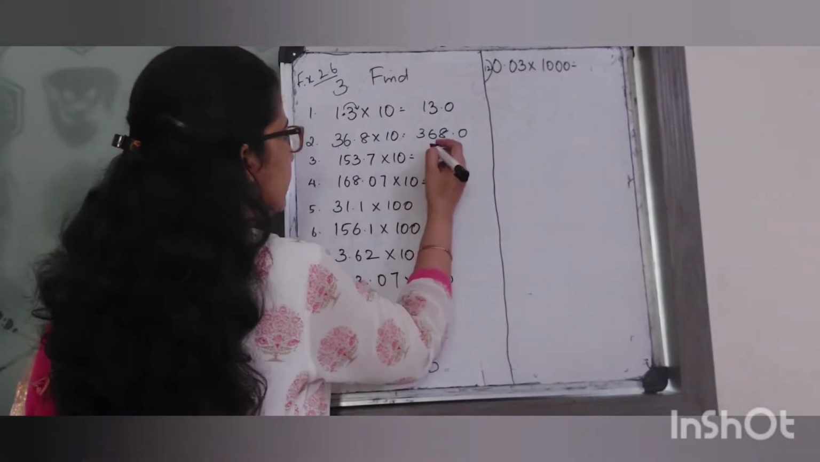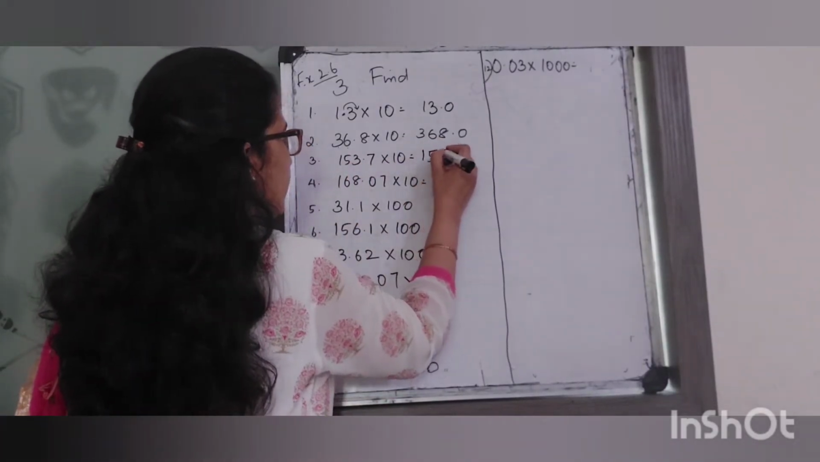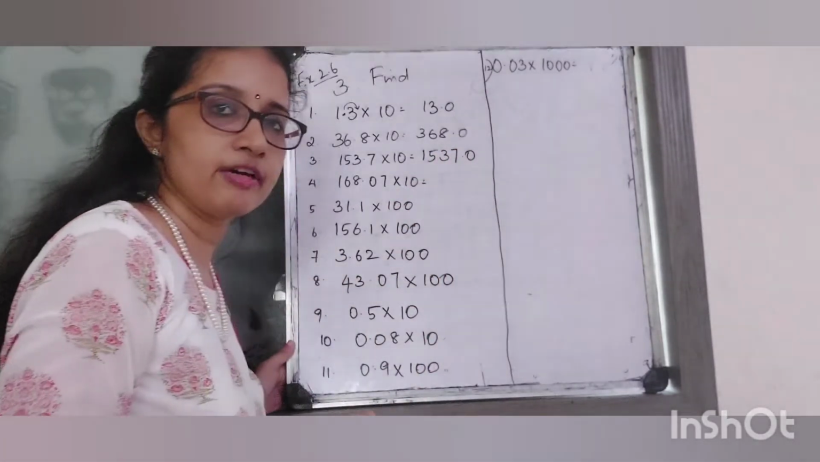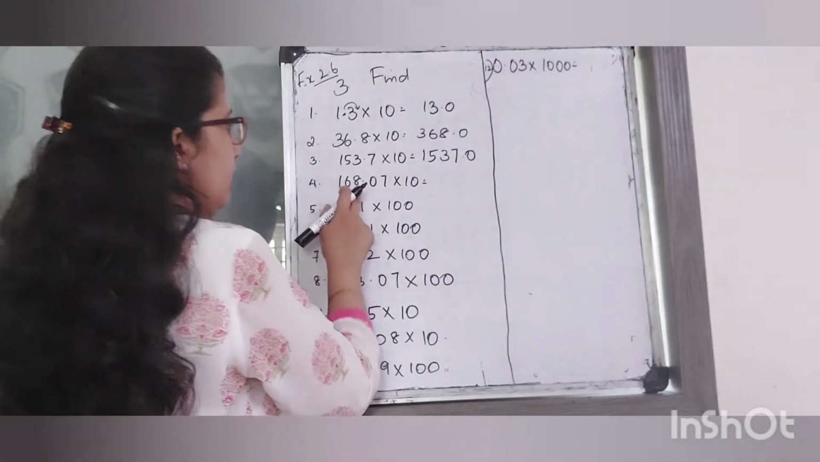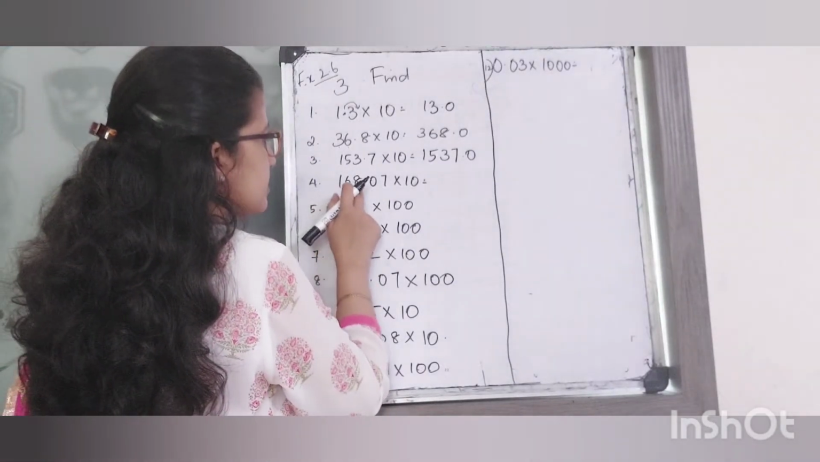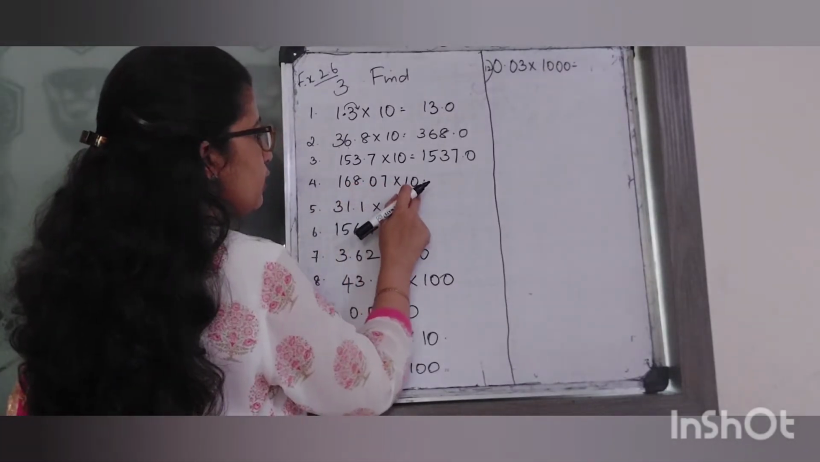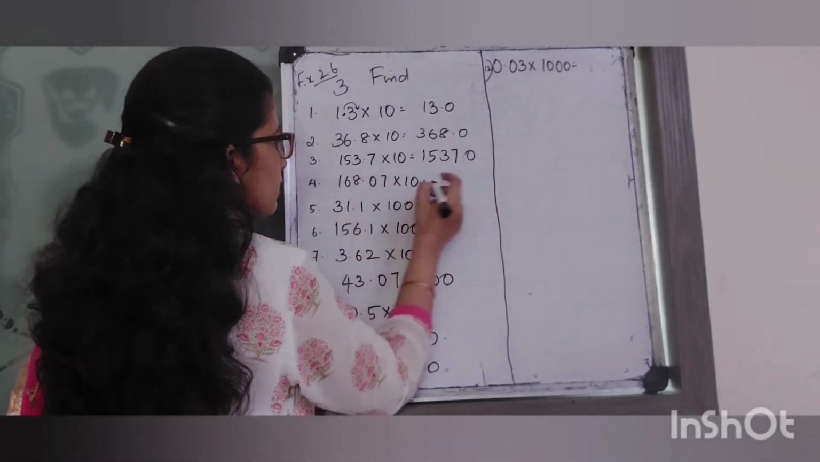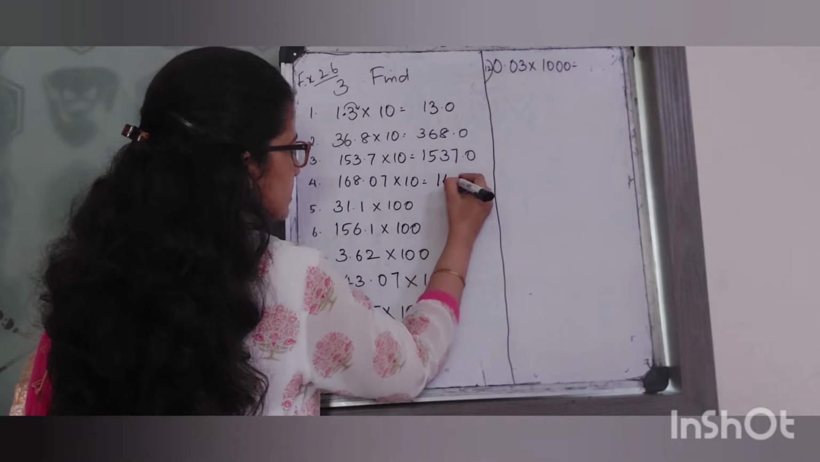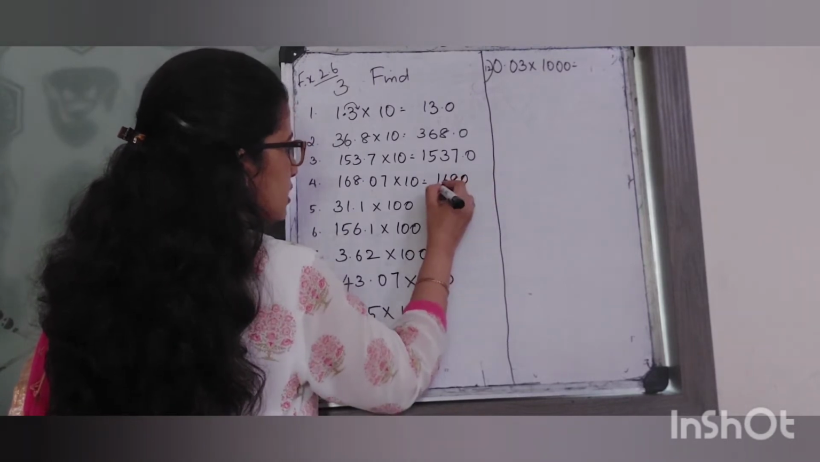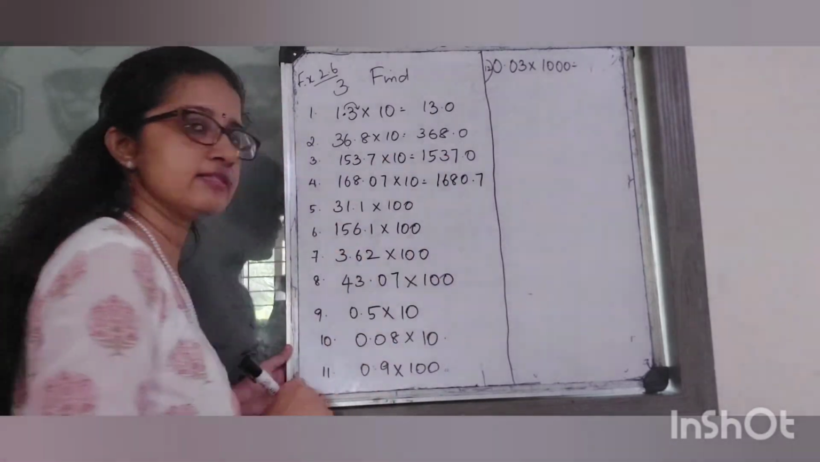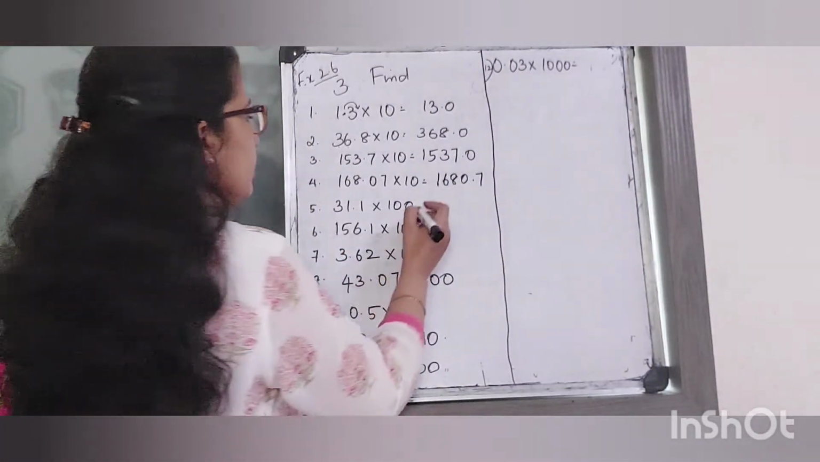Okay. Now again multiplication by 10, 153.7 into 10. The answer will be 1537.0 or 1537. Okay. The next question is 168.07 into 10. Again we have to shift the decimal point by one place to the right. So 1680.7 is the answer.